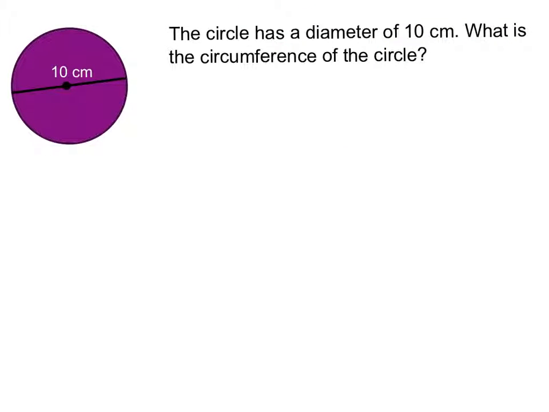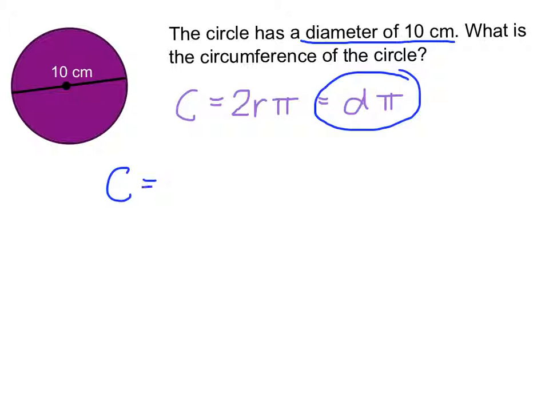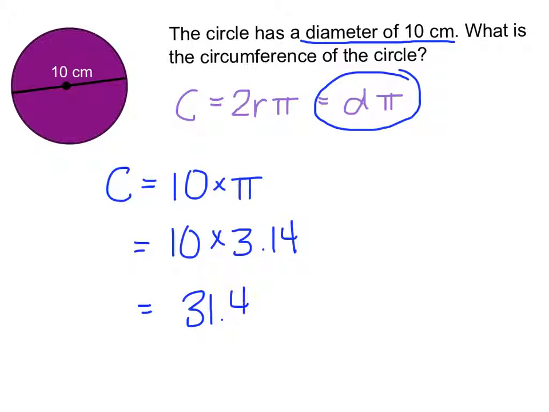So now that we know this formula for the circumference of a circle, remember circumference equals 2 times r times pi, or diameter times pi, however you want to do it. This circle has a diameter of 10 centimeters. What is our circumference? Because we're given a diameter of 10, I'm going to use this. So I can say circumference equals 10 times pi. So 10 times, remember pi is 3.14 for our case, and when we multiply we get 31.4 for the circumference. And our label is going to be simply centimeters.